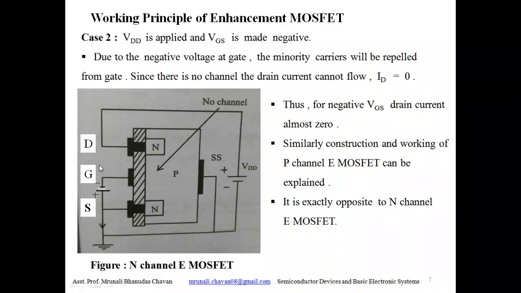Here we can see, if we apply VDD and make VGS negative, due to this negative voltage, the minority electrons in the p-type substrate will get repelled from the gate terminal. And as there is no channel, the drain current will not flow. So ID is equal to 0. Thus for negative VGS, drain current is almost 0. Similarly, the construction and working of p-channel MOSFET can be explained. It is exactly opposite to the n-channel MOSFET.